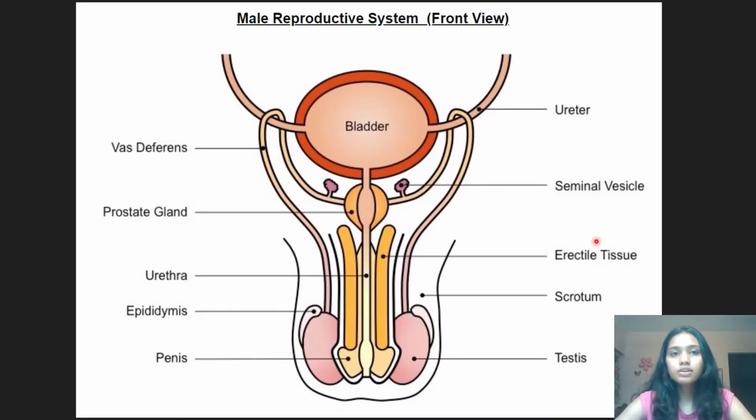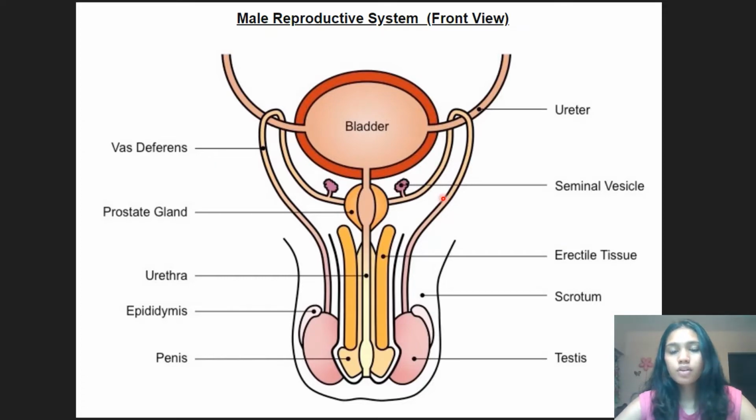Okay, so first we're going to discuss the male reproductive system. You will probably recognize a few labeled structures. One is the ureter, as we have already discussed in excretion. The bladder and the urethra. These are structures that you should be very well versed with and very familiar with.